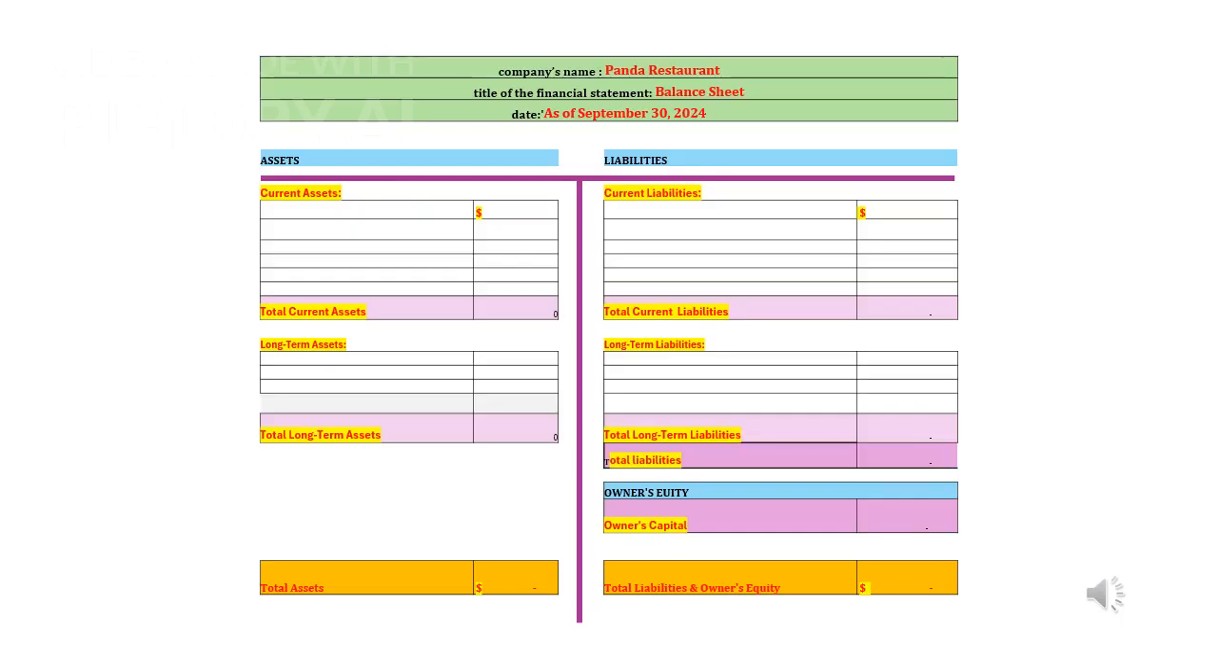Here is a blank balance sheet template. This format can be used to create your own balance sheet by filling in the relevant financial information for your business.